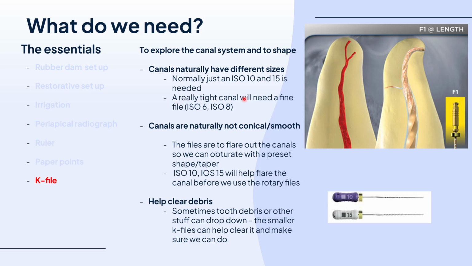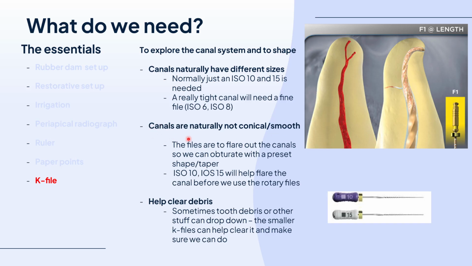So really tight canals may need something finer than a 10 or a 15. Okay, so what these numbers represent is the width of the tip of the file. Okay, so the smaller the number, the thinner that little tip is. The downside is the thinner the tip, the easier they bend. So if the dentist requires a size 6 or size 8, have a few on standby, because very easily if you put it in there, it will just get stuck there, and then it'll ping on that, and then it'll just bend.